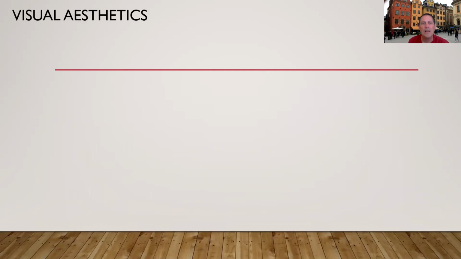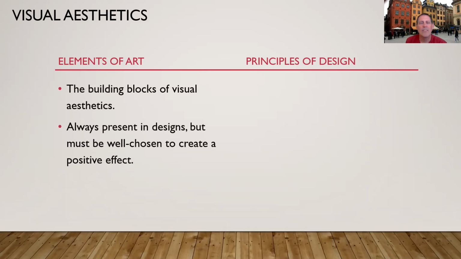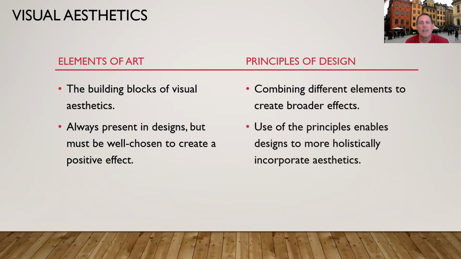We're going to focus today mainly on the visual aesthetics of a product. And there are some good tools out there from the art and design world that we can use for this. You can break visual aesthetics into two categories, the elements of art and the principles of design. Within the elements of art, we're talking about the basic building blocks of visual aesthetics. These are always going to be present in designs, but you can choose to use them well or not, and you will get a different effect from that. The principles of design will build up with those elements to get a bigger impact in your final product. So the principles allow you to get a holistic response, incorporating the aesthetics in your product.